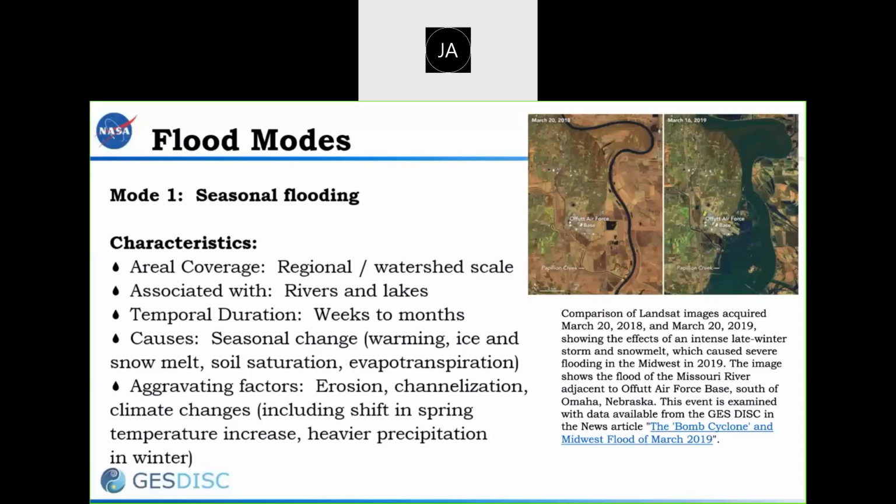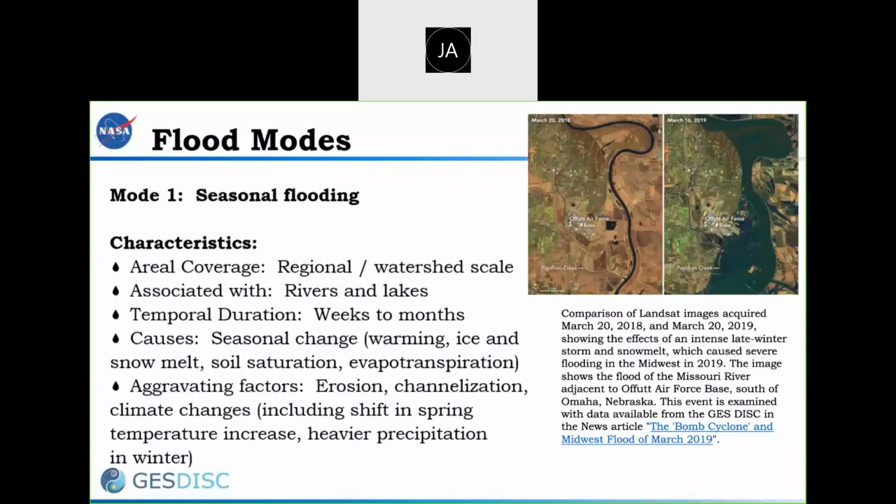Spring is shifting, becoming warmer earlier, becoming warmer faster. And we're also seeing heavier precipitation in many places in winter, and that provides a bigger snowpack, i.e. more to melt and contribute to the flood in spring.